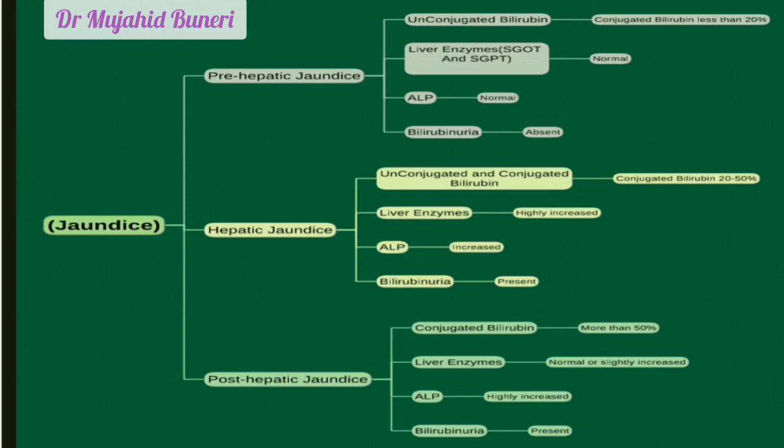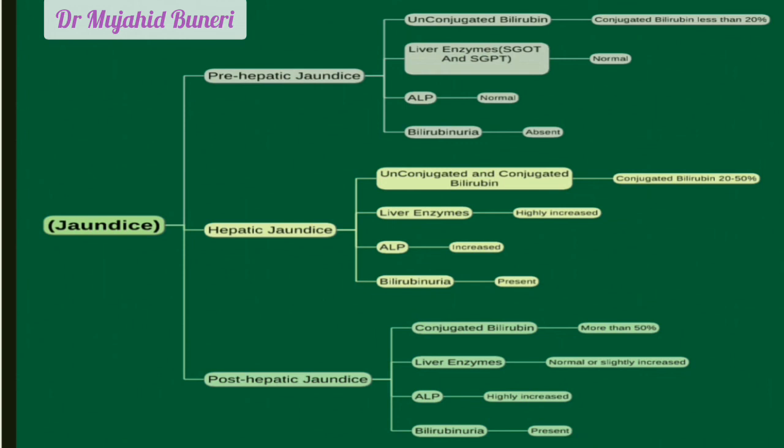Now come to hepatic jaundice. In hepatic variety, conjugated bilirubin will be 20 to 50%. AST and ALT levels will be highly increased in hepatic jaundice. Alkaline phosphatase is increased in hepatic jaundice. Conjugated bilirubin is not attached to albumin and it is also water soluble. So, you will get it in the urine.